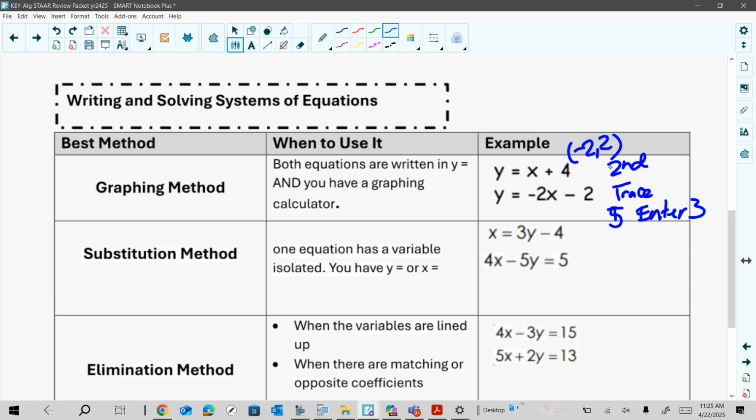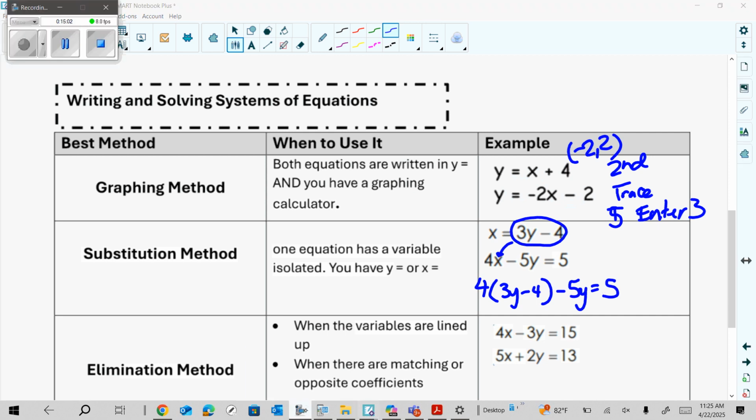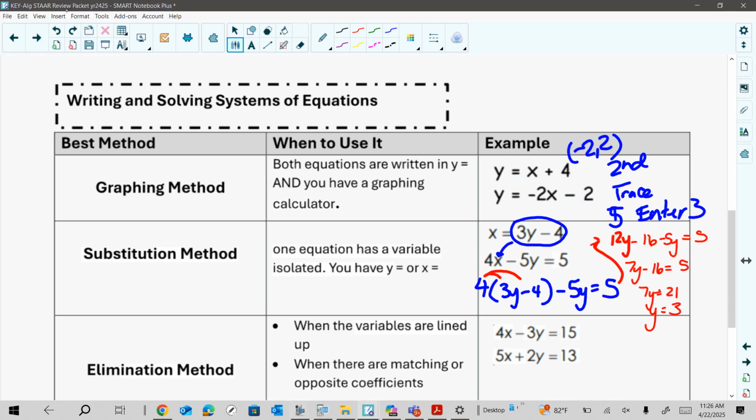Now, use substitution method when one equation has a variable isolated. You have either y equals or x equals. So here I have an x equals, so I'm going to substitute what it equals, so 3y minus 4, in place of x in the other equation. This is when you have to use parentheses. So we have 4 parentheses 3y minus 4, close the parentheses, minus 5y equals 5. And we're going to solve for y. Try that. Alright, you should solve for y and get 3.